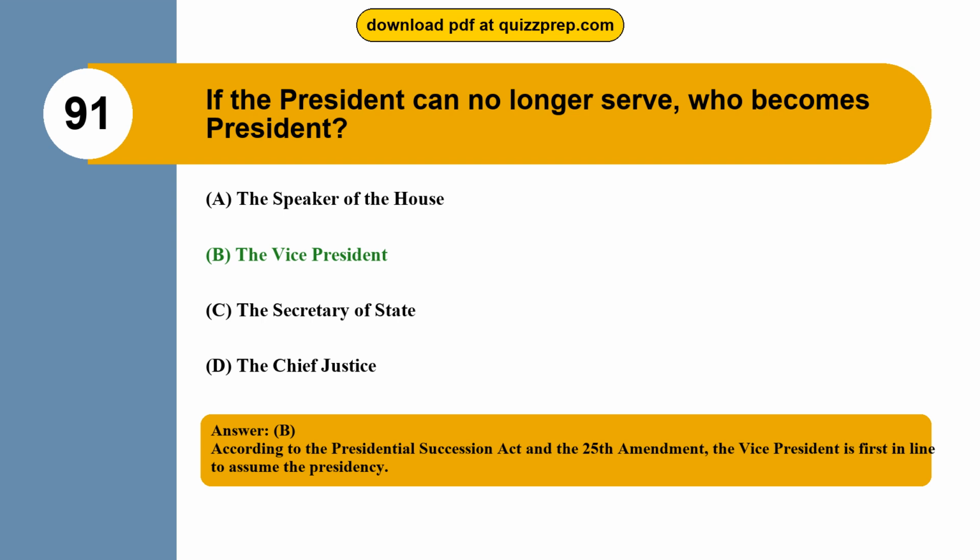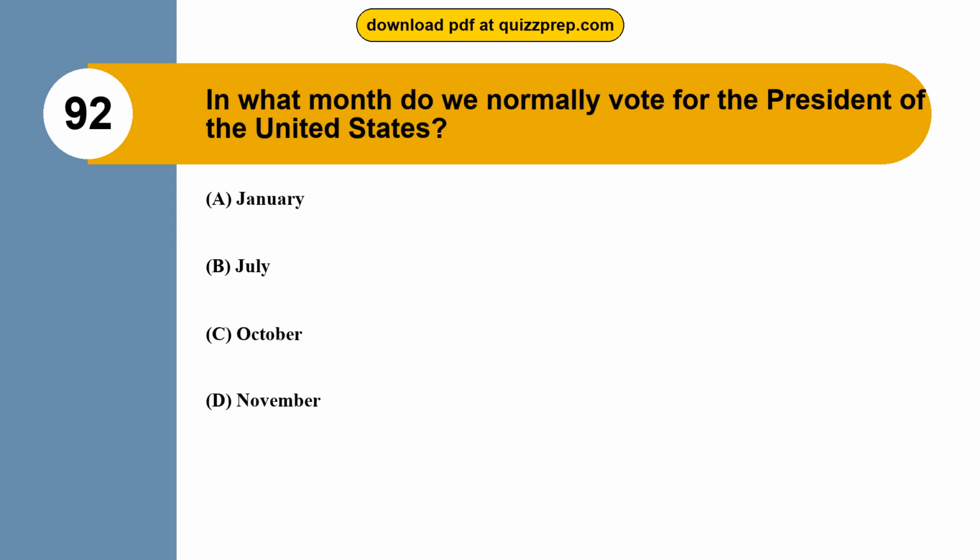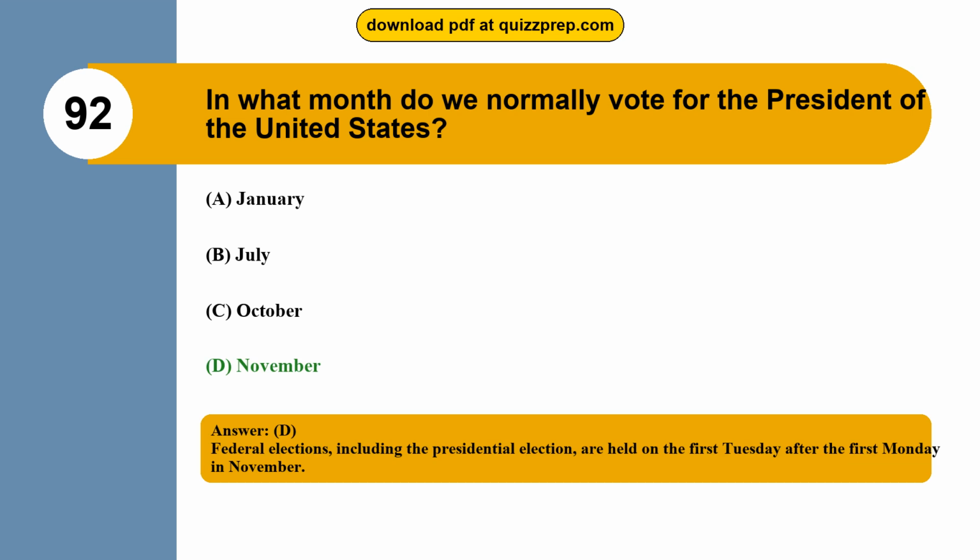Question 92. In what month do we normally vote for the President of the United States? Option A, January. Option B, July. Option C, October. Option D, November. The correct answer is option D, November. Federal elections, including the presidential election, are held on the first Tuesday after the first Monday in November.